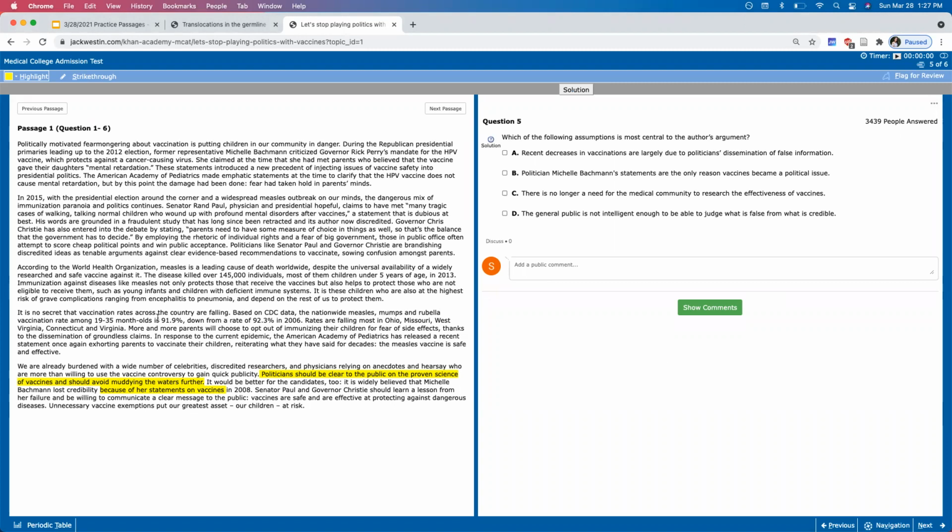Yep, so this we can definitely address through process of elimination. So recent decreases in vaccinations are largely due to politicians' dissemination of false information. That sounds okay. We didn't really talk about this politician, and that's the only reason it became a political issue. That's not the central assumption. There's no longer a need to research the effectiveness of vaccines. We didn't talk about that. And we definitely didn't talk about the public not being intelligent enough. So just by process of elimination, we can get A.